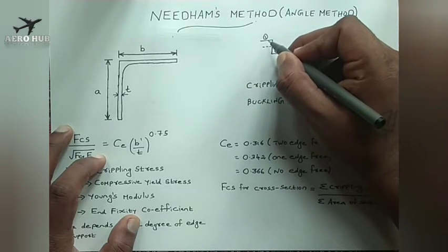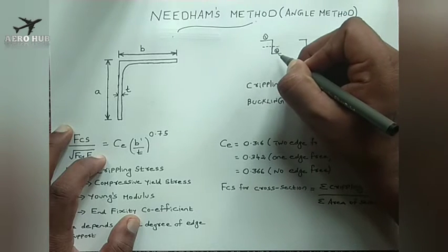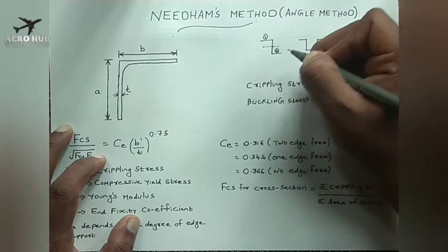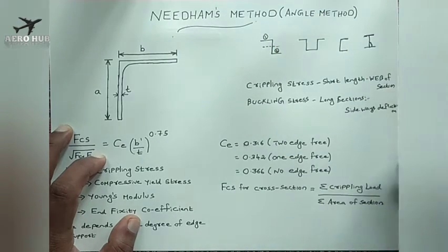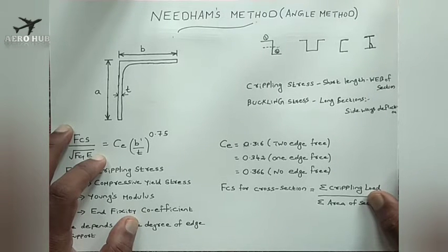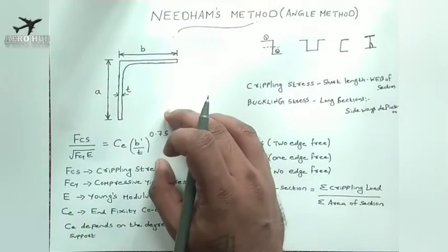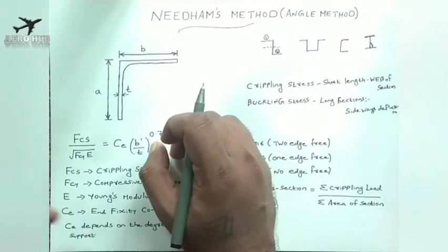Then we have to find out the crippling load for section 1 as well as section 2. Then we have to add the values of crippling load. Then we have to divide the load by the area of the entire section to find out the crippling stress. We have the general formula for Needham's method. This method is found out by experimental result.